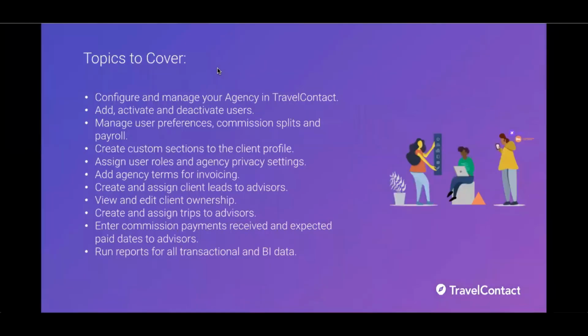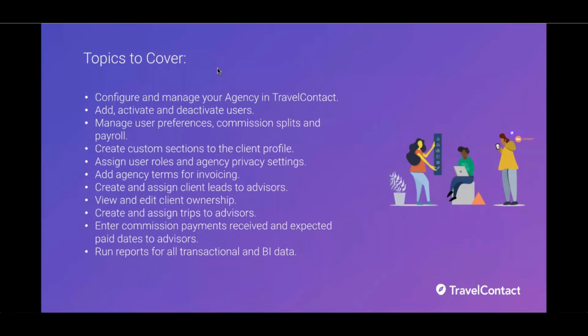So before we get started, some of the topics we're going to cover include getting your agency configured and managing it through TravelContact. So, mounting your agency structure, adding, activating, and deactivating users, as well as assigning different user roles. Managing user preferences, commission splits, so how much the agency versus the advisor is going to receive in commission, and payroll. Also, we do have, from the client profile, a section to add anything that's missing in the client profile that you don't see.